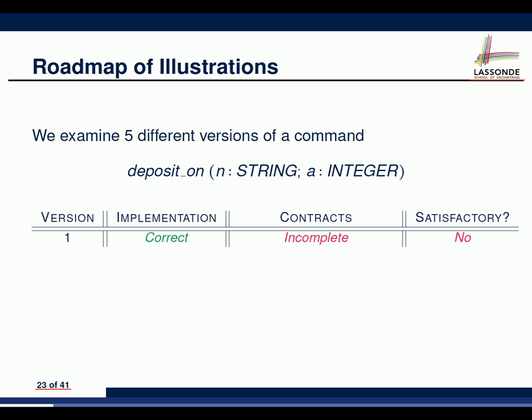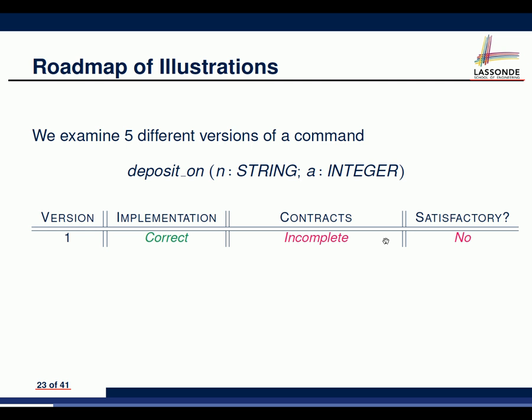Now in version number 1, we simply don't use any across. We're assuming the implementation for deposit is simply correct, and then we give you some incomplete contract. I'll show you what I mean by incomplete contracts. Even though nothing will go wrong at runtime, it's simply not satisfactory.